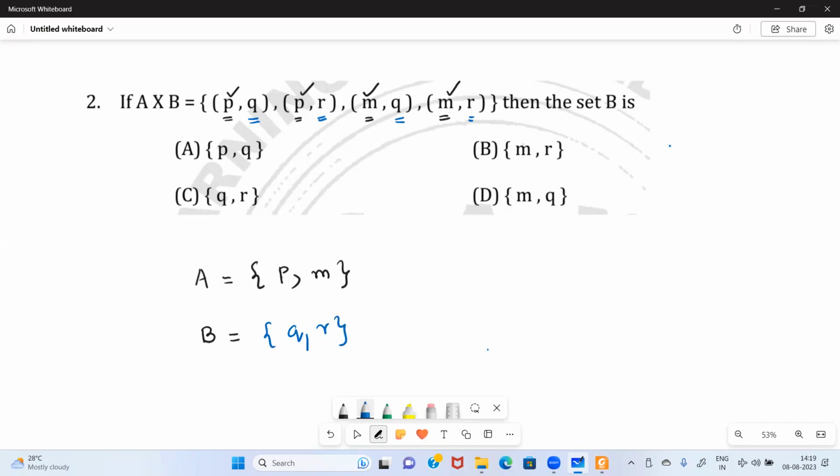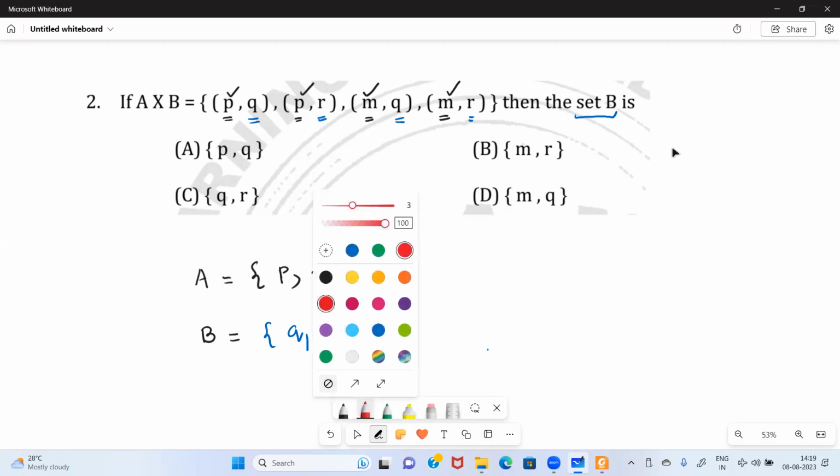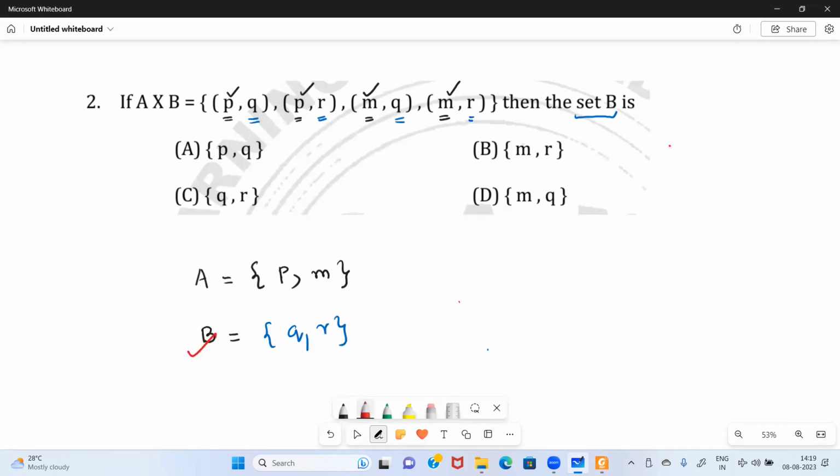Now, from here, we can clearly answer what is set B. Set B is nothing but Q, R. So the right answer for this is option C. Clear, students? Shall we move on?